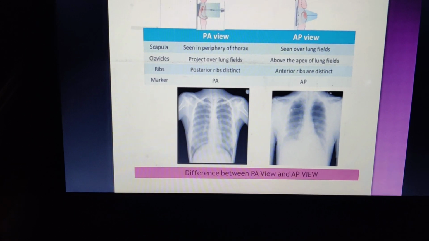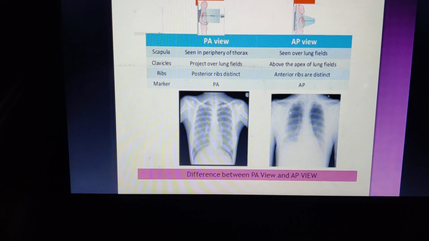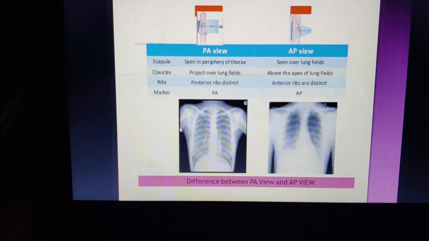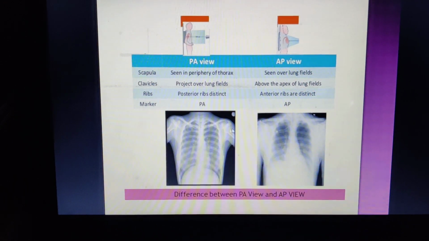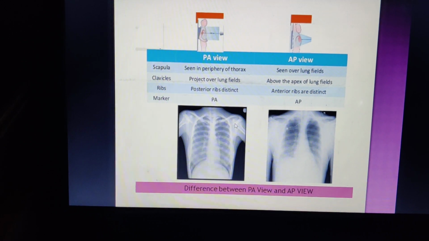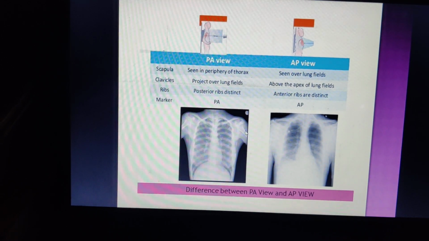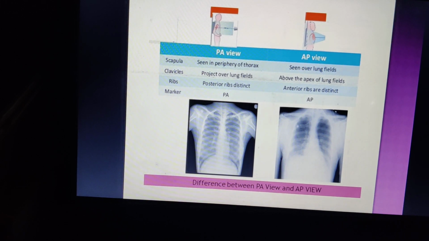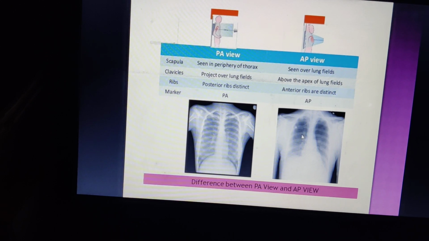In the PA view, the scapula is seen in the periphery of the thorax. In the AP view, it will be seen over the lungs. The clavicle projects over the lung field, as we can see here, in the PA view. In the AP view, it is projected at the apex of the lung field, because in this we ask the patient to bend the hands horizontally. Posterior ribs are distinct in the PA view, and anterior ribs are distinct in the AP view.